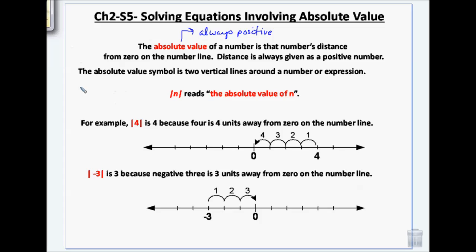So anytime you see two straight lines with something in between them, that's the absolute value. So this is the absolute value of 2. And because it's always positive, the absolute value of a positive number is positive, and the absolute value of a negative number is positive.